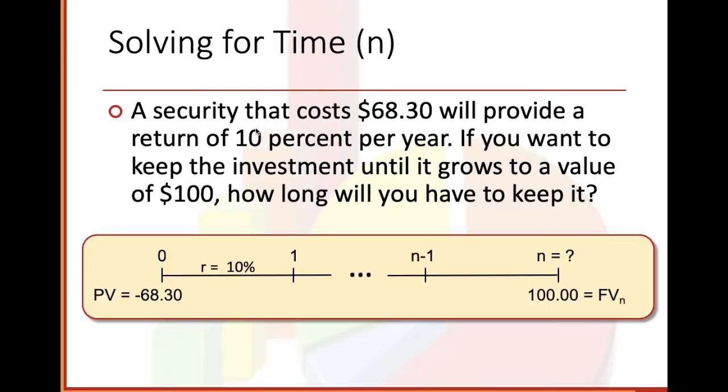Solving for time. Again, if you really think about it, this is all just basic algebra because you're solving for a specific value. A security that costs $68.30 will provide a return of 10% per year. If you want to keep the investment until it grows to a value of $100, how long will you have to keep it? Okay, so that's what we're looking at. So n equals question mark. Our present value is $68.30. So we want to grow it to $100. So that's what we're trying to figure out. Okay, so what is that going to be?